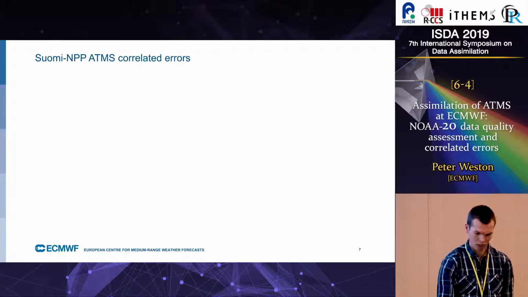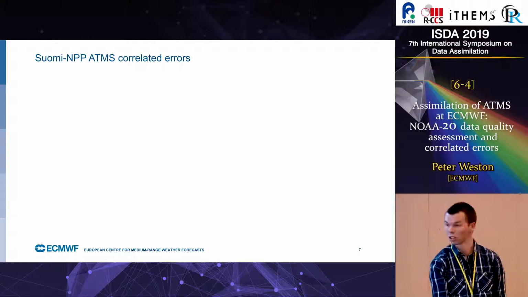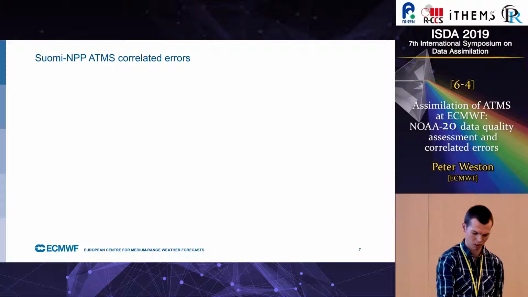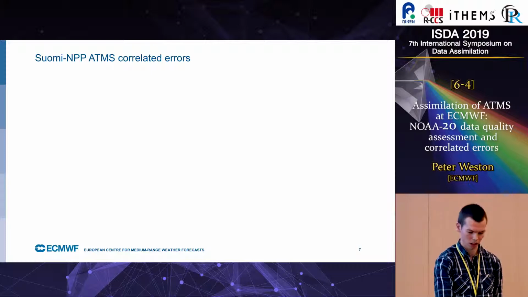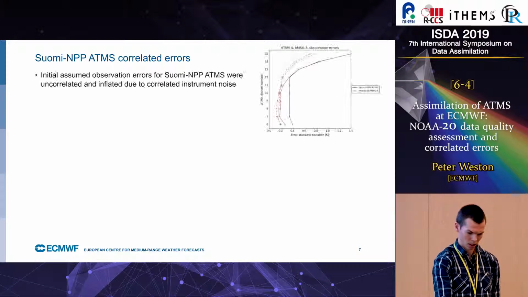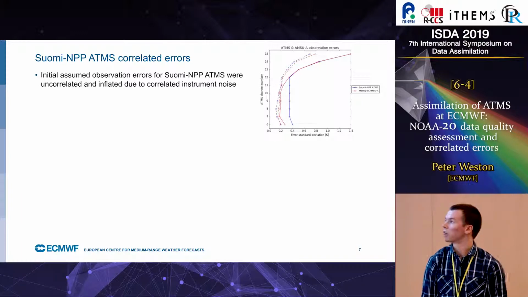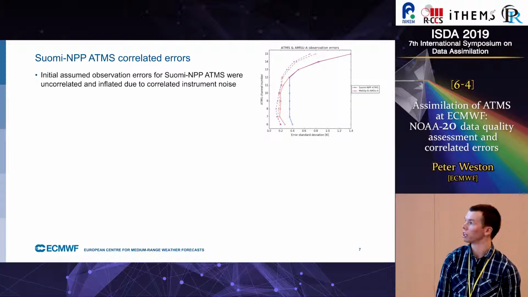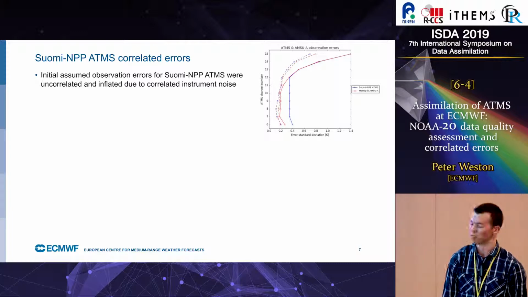So moving on to the second part of my talk. This is looking at correlated errors, initially just looking at Suomi-NPP because of this striping issue and correlated instrument noise. When we initially introduced the data, we knew that these errors existed, but at the time we weren't able to directly account for this correlated instrument noise. So what we did is we inflated the errors.